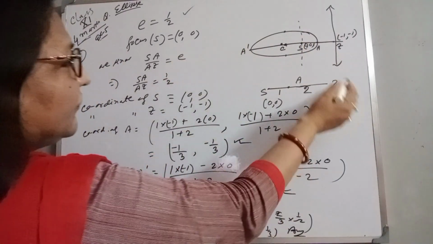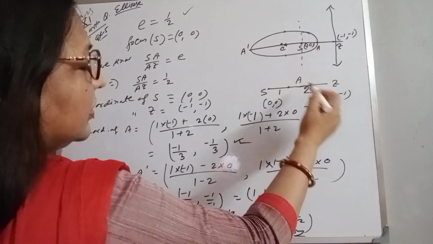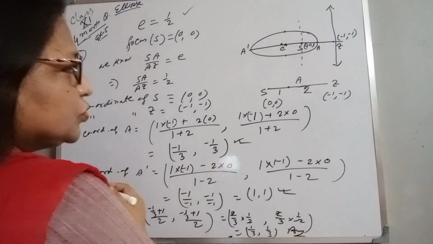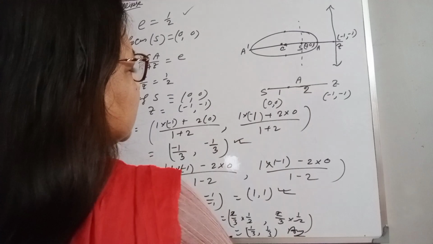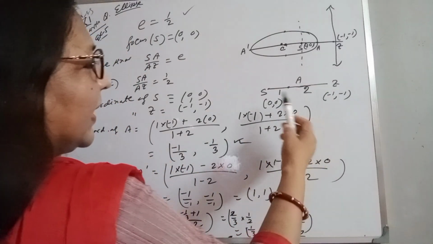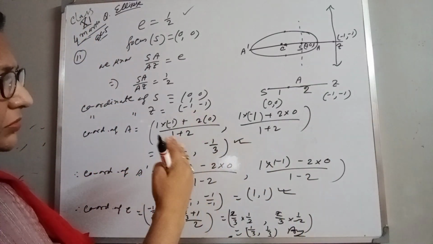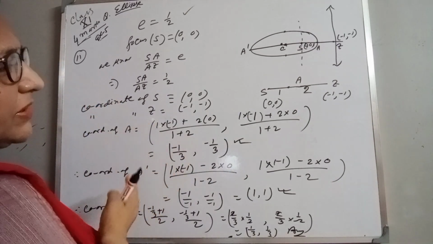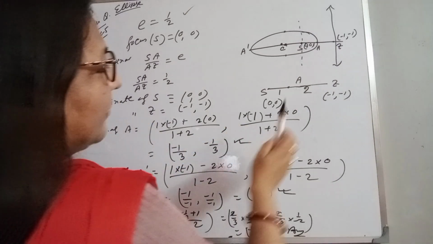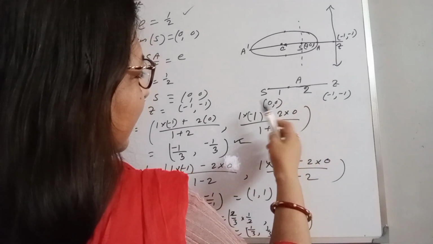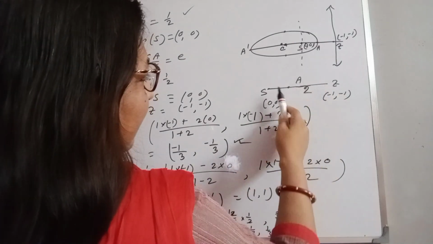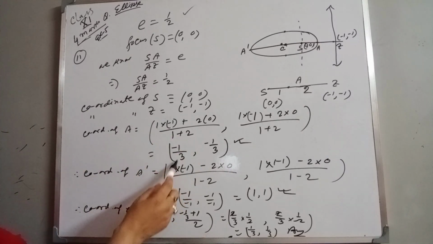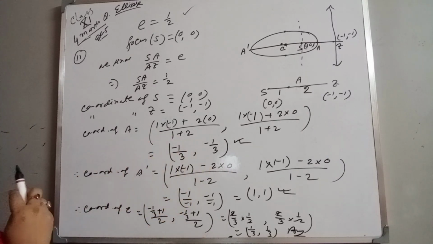That means A divides the line segment SZ in the ratio 1 is to 2. Then what will be the coordinate of A? I have applied the line segment ratio formula: (mx2 plus nx1) by (m plus n), (my2 plus ny1) by (m plus n). So it is coming minus 1/3 comma minus 1, the coordinate of A.